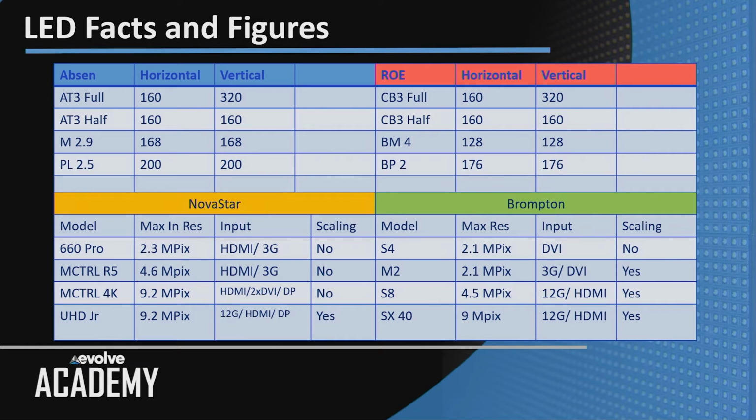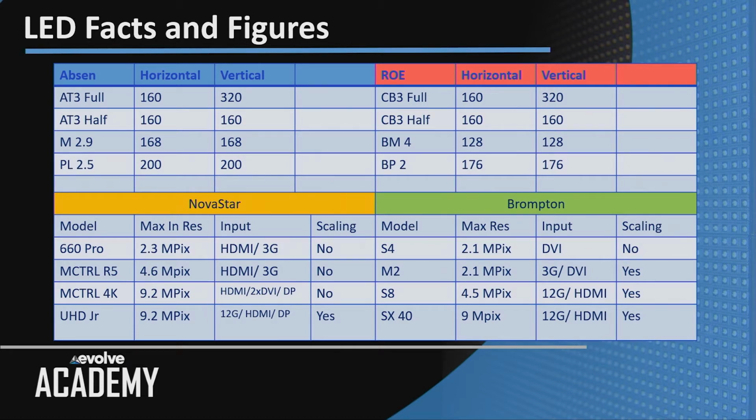The R5, it has a 4.6 megapixel input space. And these are input resolutions. So 4.6 megapixels on the in. It has an HDMI and a 3G connector. It actually has a 6G connector. That's a typo on my part. No scaling. The M2 is 2.1 million pixels. If you look down to the S8, it's 4.5 million pixels. It's pretty much comparable to the R5. It has a 12G and will downscale the 12G. The R5 has no scaler, so it has a 6G in.